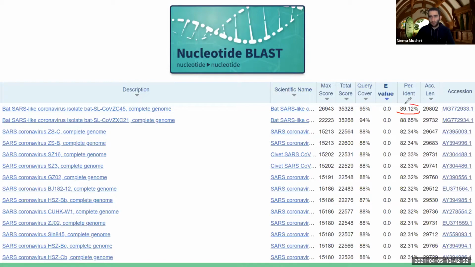But percent identity is how much of it is actually completely identical. So 89% of it was completely identical to this bat SARS-like. And this is usually the first step as a researcher that you want to do, to see what is in this weird sample that I have.